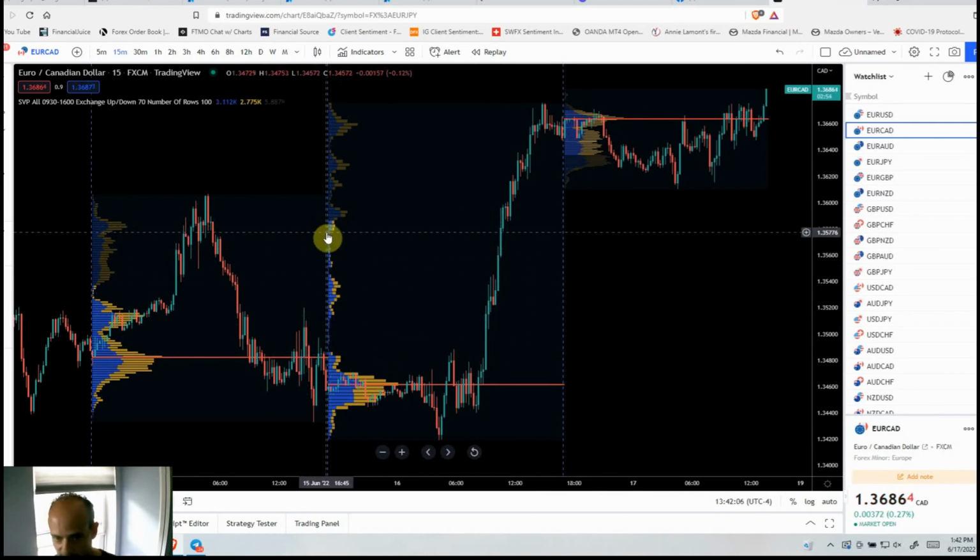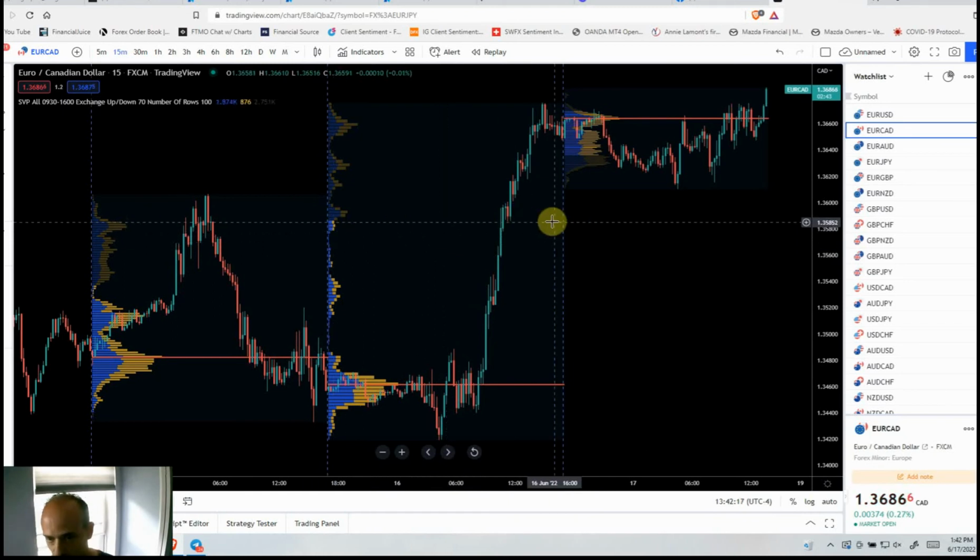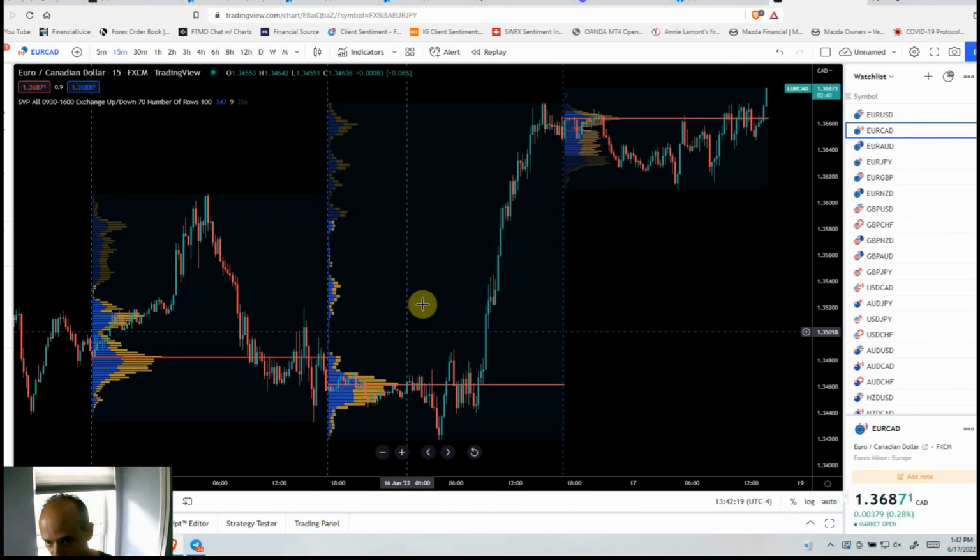So this represents the beginning of one session to the beginning of the next one. In between these two dotted lines is 24 hours of trading, because Forex is a 24-hour market. So this is a 24-hour trading session.